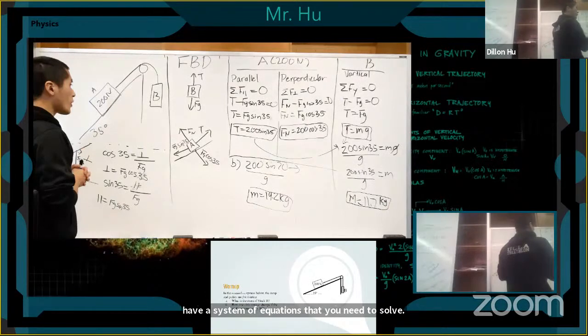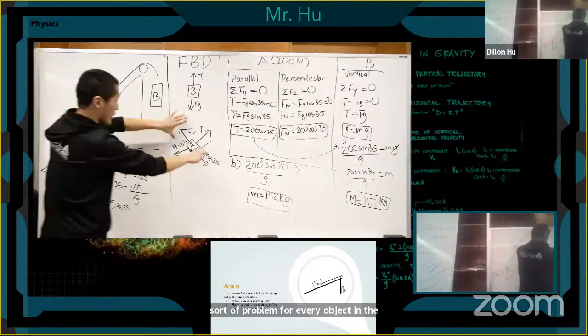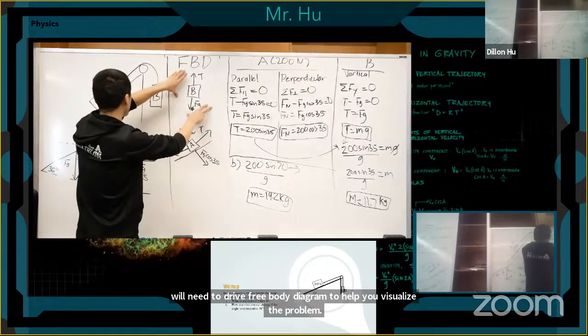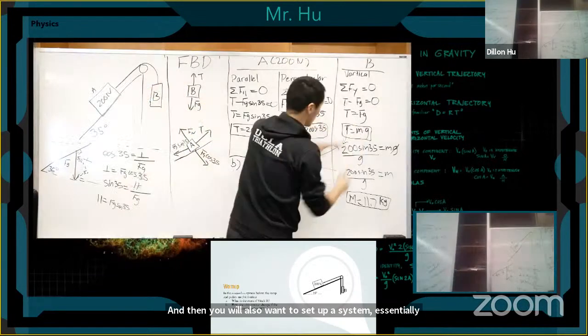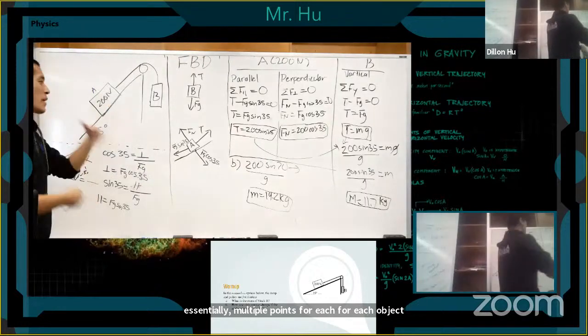But in general, the idea is the same for any sort of problem. For every object in the problem, you will need to draw a free body diagram to help you visualize the problem. And then you will also want to set up a system, essentially multiple equations for each object in each direction. Once you do that, you should be able to combine a direction.